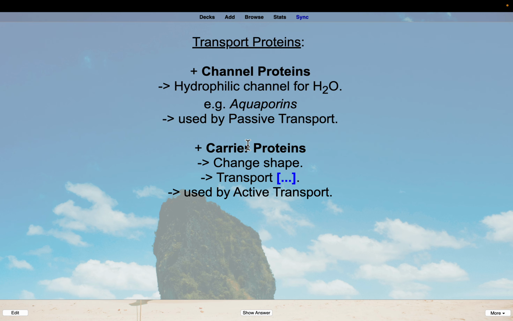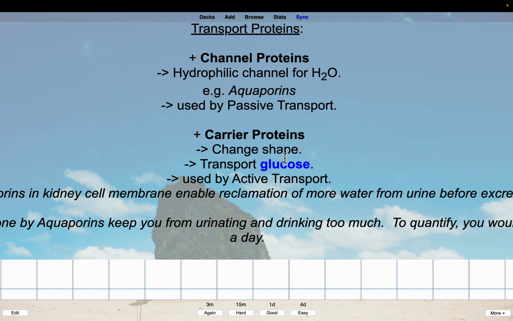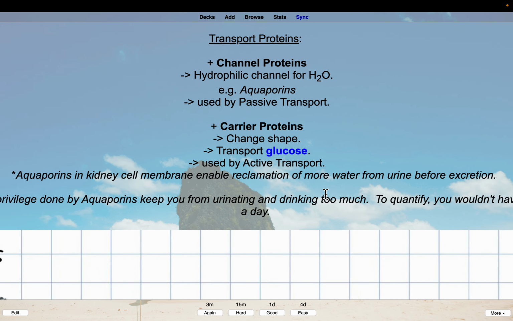Carrier proteins, on the other hand, change shape and they transport glucose. So in order to transport glucose, you need carrier proteins, which use active transport. So ATP, or adenosine triphosphate, in other words, is needed.